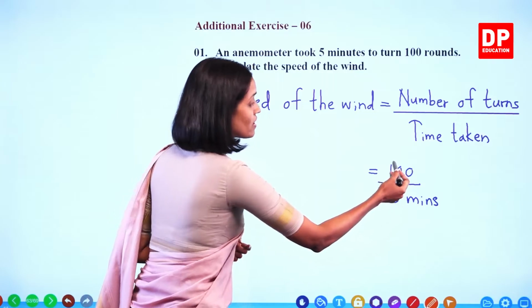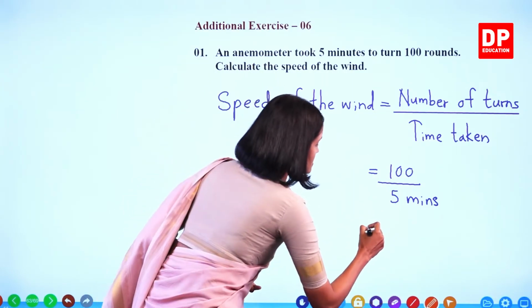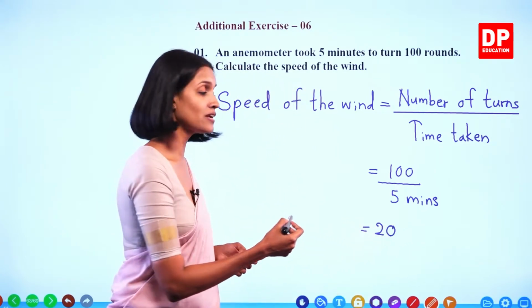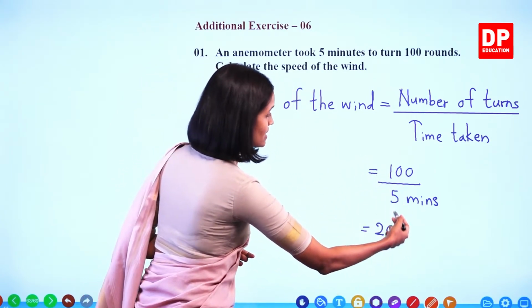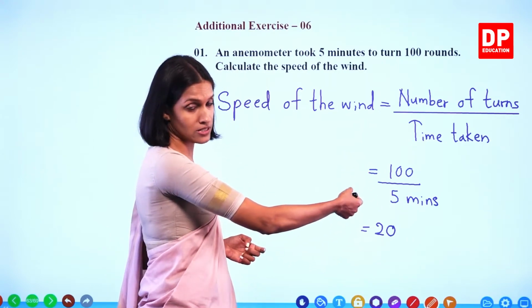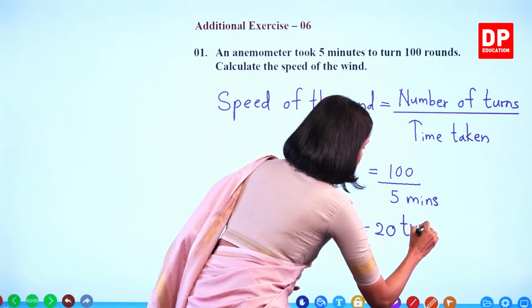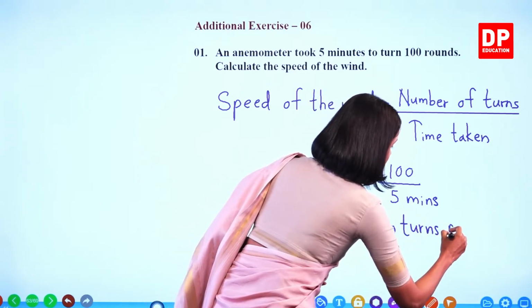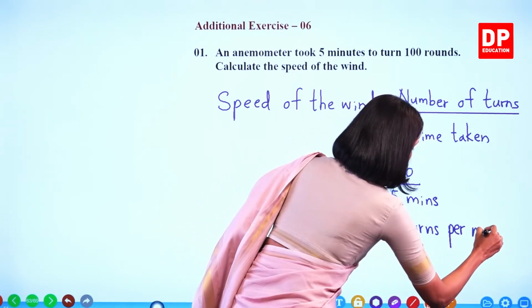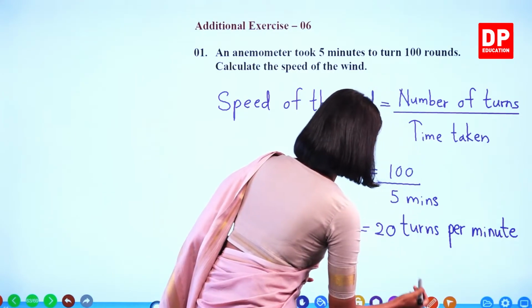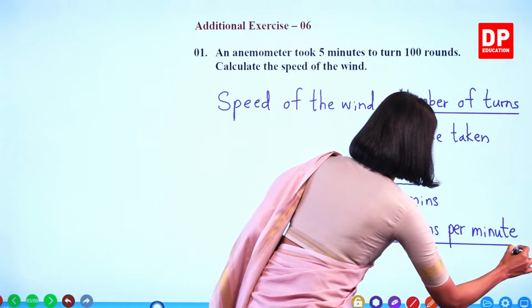So 100 divided by 5, what is the answer? 20. So how to write the final answer, children? 20 turns per 1 minute, right? Or 20 turns per minute.